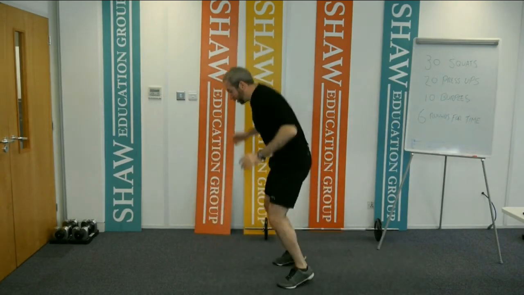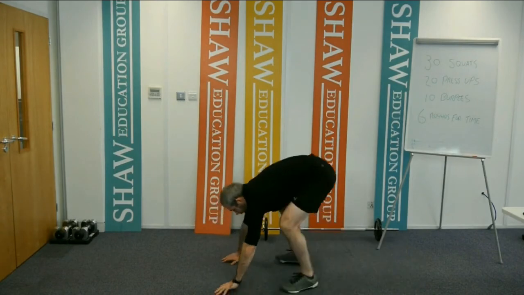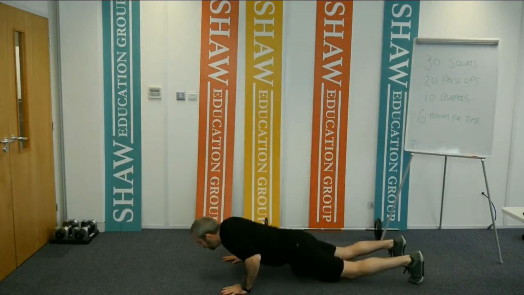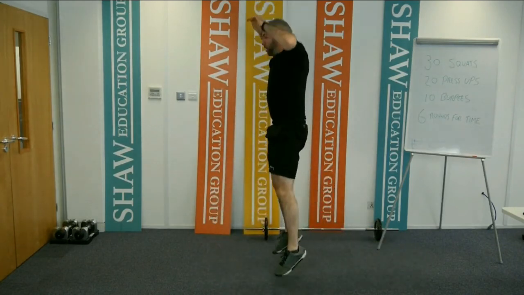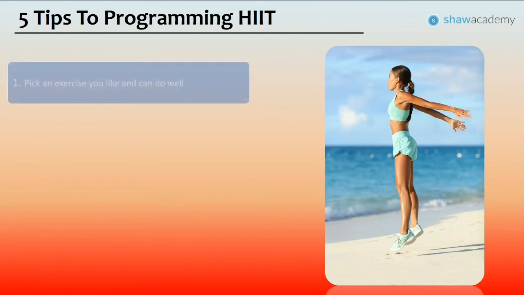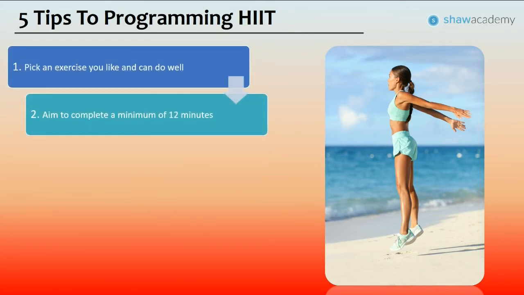So the longer our work period is, the shorter we can make our rest time, because obviously we still have a much larger time to rest in between each round. So again, take your time, guys, pace it, and my 5 tips for programming, of course, is always pick an exercise you like and that you can do well. Aim to complete a minimum of 12 minutes in any HIIT workout, and then obviously try and work up to your 20 minutes minimum eventually.